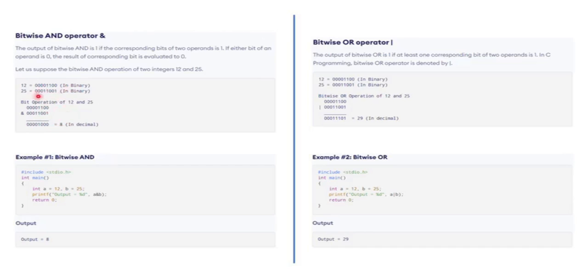So here you can see 12 and 25. When bitwise AND is operated, you get the answer 8, the decimal equivalent. Here is the program. You can verify the output is also 8.